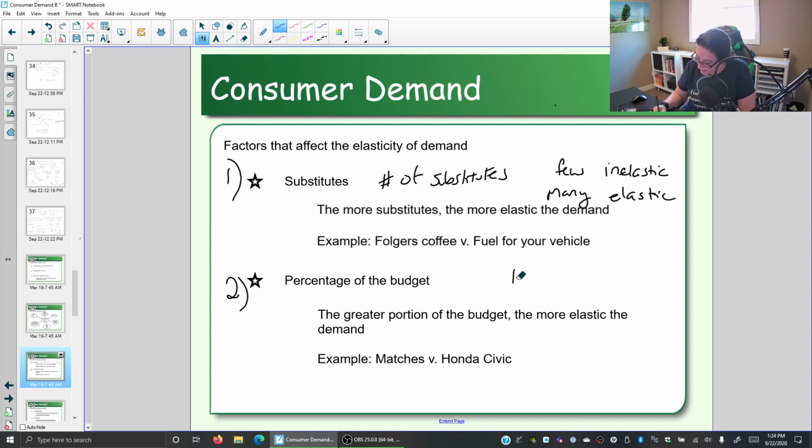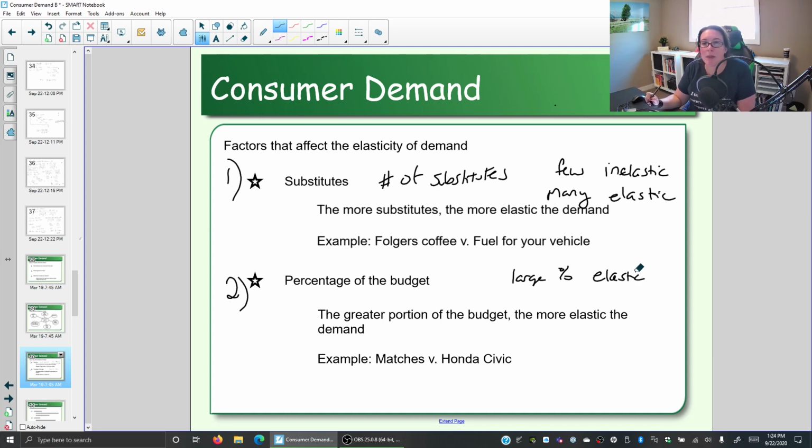So if something is a large percentage of your budget, your demand is going to be what? The price changes, and the amount you are willing and able to buy changes, and this is a collective amount we are willing and able to buy. So you may buy one or none, but other people will as well. So with a large percentage of your budget, you're going to be very sensitive to the price change. Your demand is going to be elastic.